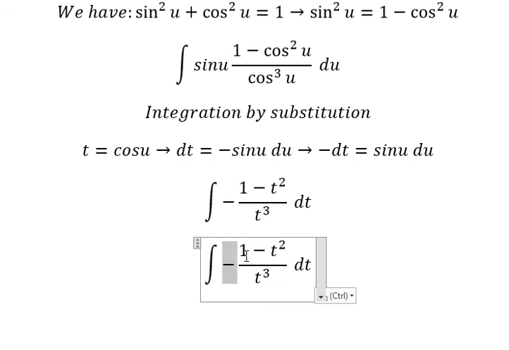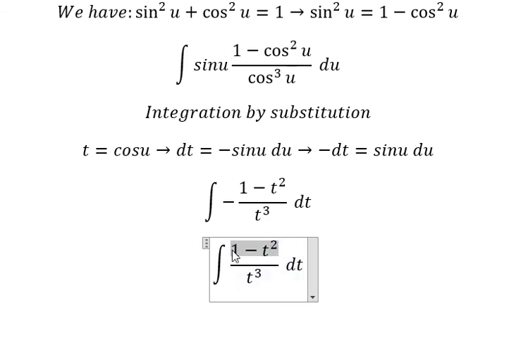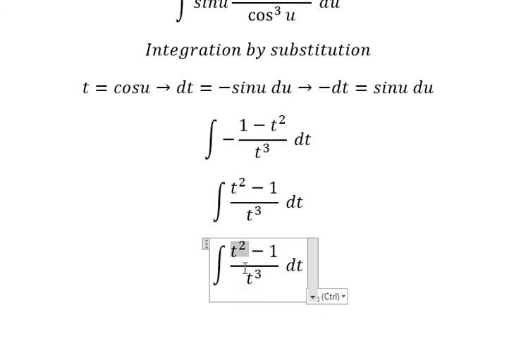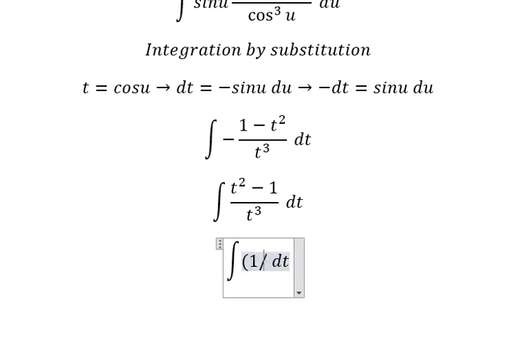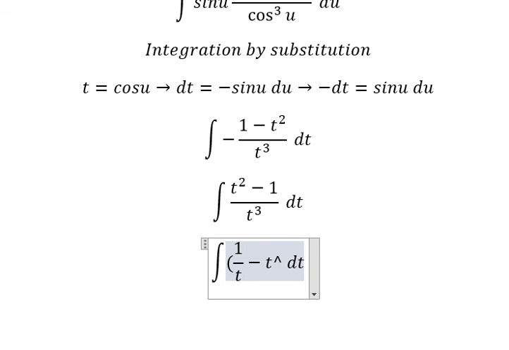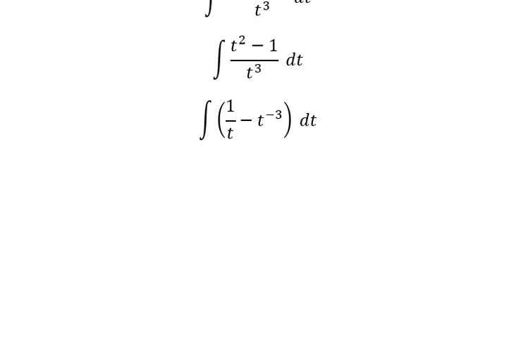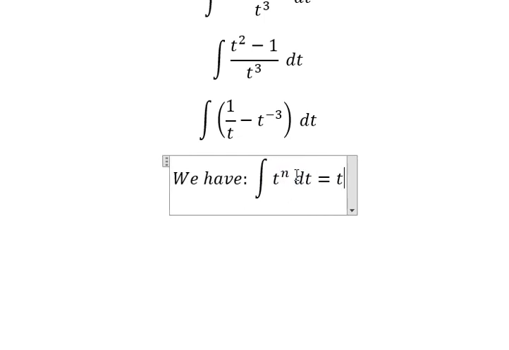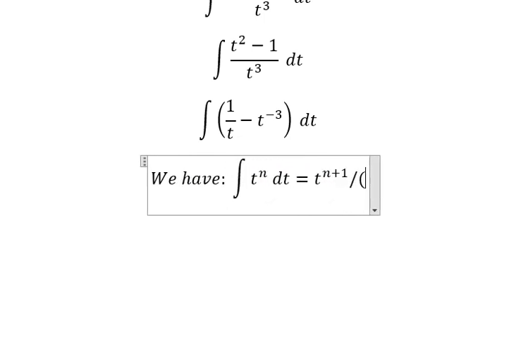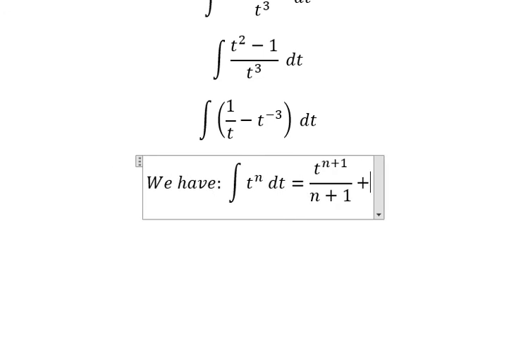So the negative will change the sign of 1 minus t squared. So this one divided by this one, number 1 divided by this one. So we have 1 over t minus t to the power of negative 3. And now we have the formula in here. The integration of t to the power of n dt is t to the power of n plus 1 over n plus 1, and I will put plus c.